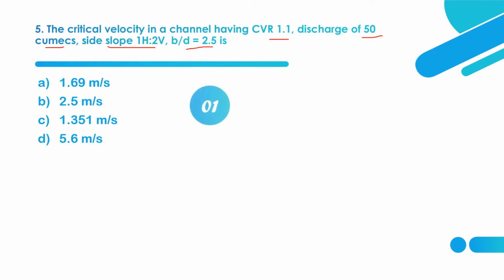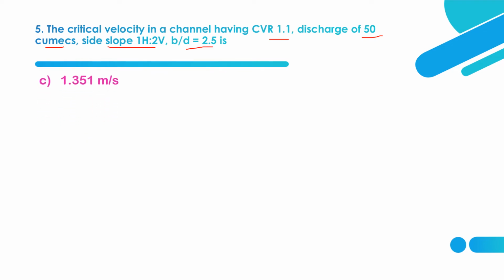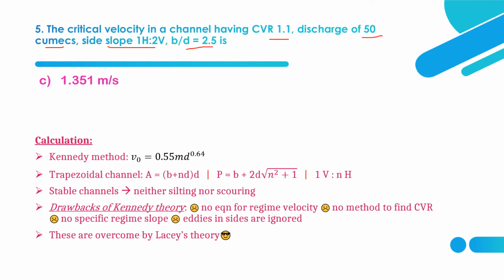So here the answer is option C, 1.351 meter per second. So we have to use this formula. Critical velocity is given by Kennedy's theory: V0 is equal to 0.55 m d power 0.64. So here in this question, they have given the critical velocity ratio as 1.1. That is, m is equal to 1.1.